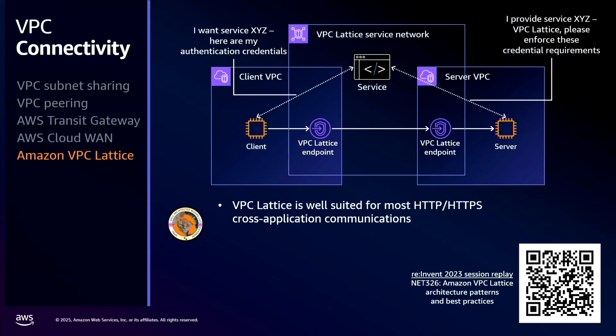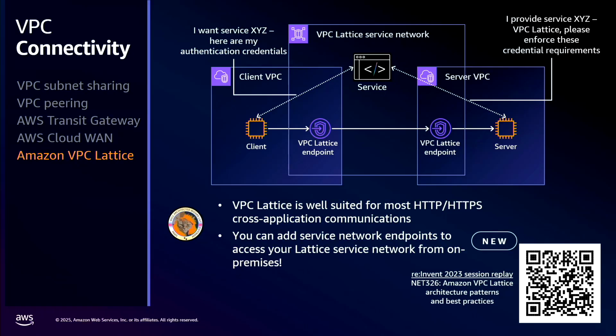Now here you see that the communication is initiated from the client in the client VPC. But what if you would like to initiate the communication from on-prem? In this case, what you can do is to replace this VPC Lattice endpoint in the client VPC by a service network endpoint. So it's another type of endpoint, and you will be able to reach the server from on-prem as well.